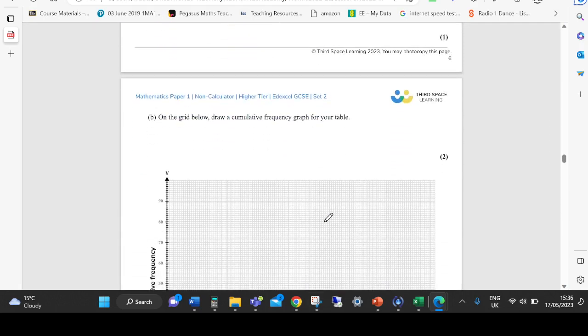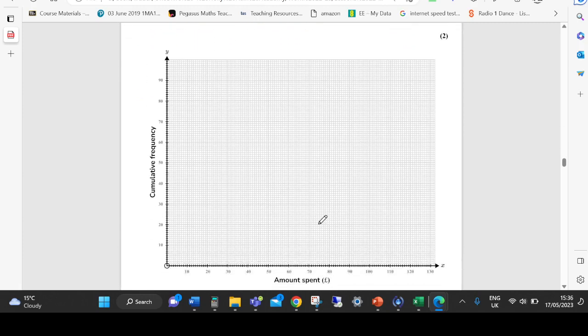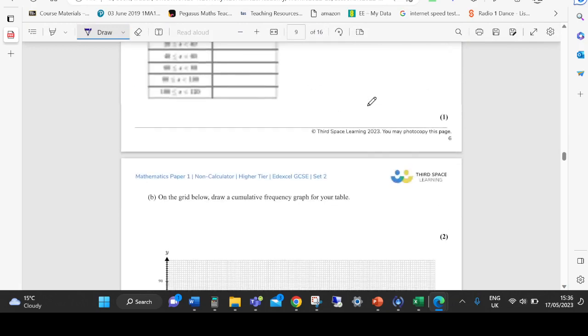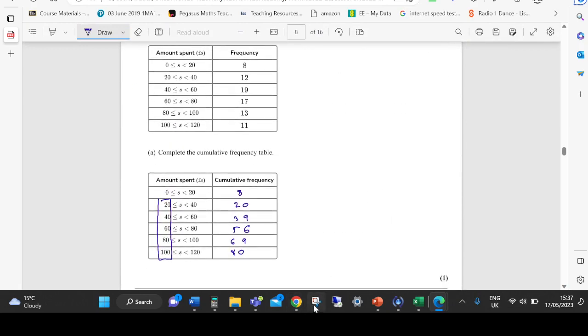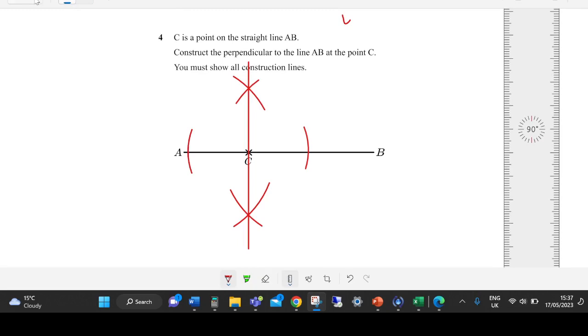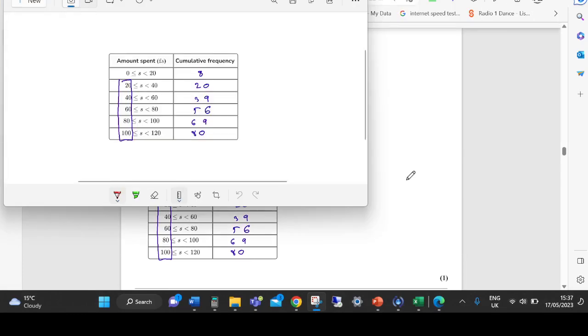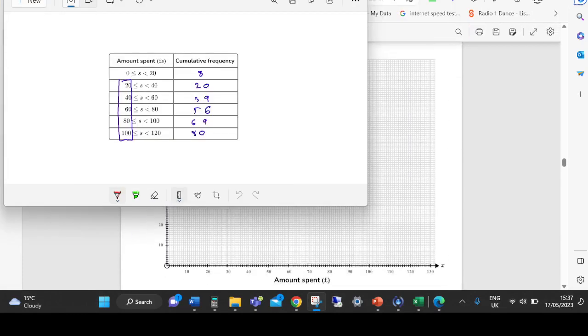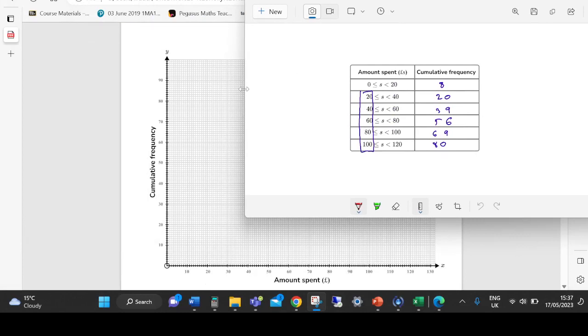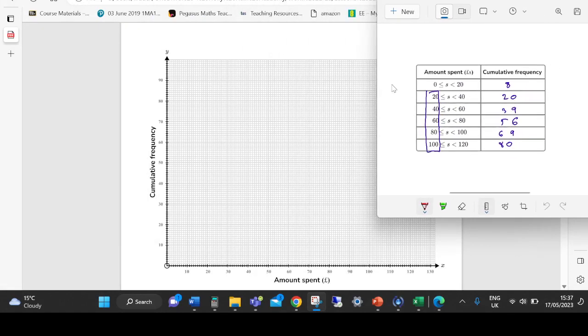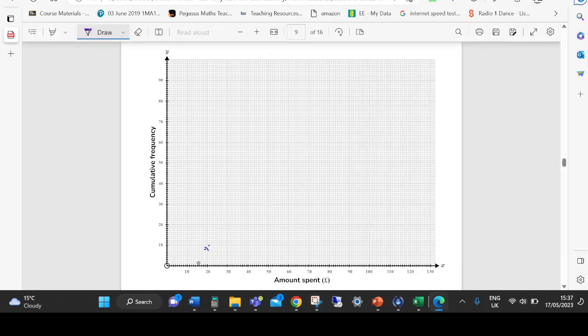Okay. On the grid, draw the cumulative frequency polygon. So for the cumulative frequency, we plot each of these at the end of the class. Just to help me out here, I'm going to snip that onto another page. Okay, that'll do. There we go, perfect. So at 20, I'm going to plot the 8. As soon as I tap on that, it's going to disappear, so I'm going to put it on my second screen.